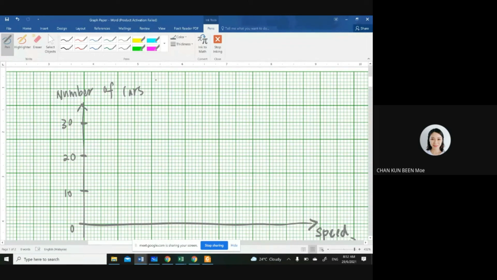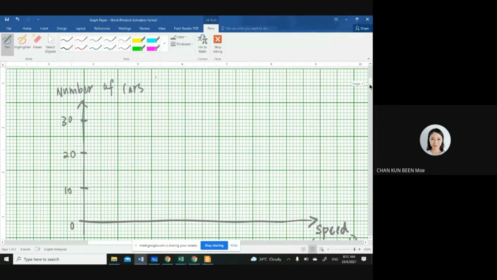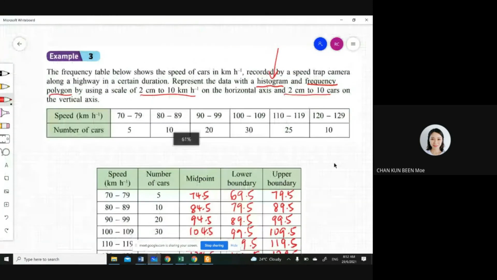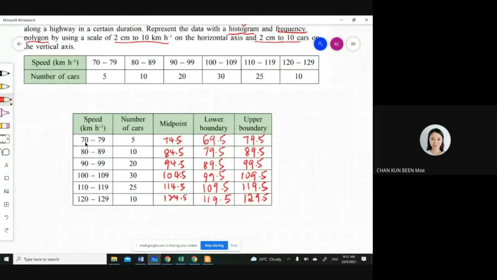For the speed over here, I'm going to represent all of it using the table given. So the table over here, the speed will start at 70 to 79, up to 120 to 129. I have 1, 2, 3, 4, 5, 6 class intervals. So if they start with 70 to 79, we need to use the lower boundary and the upper boundary. Okay, so I'm going to start with 69.5 with the scale of 2 centimeters to 10.